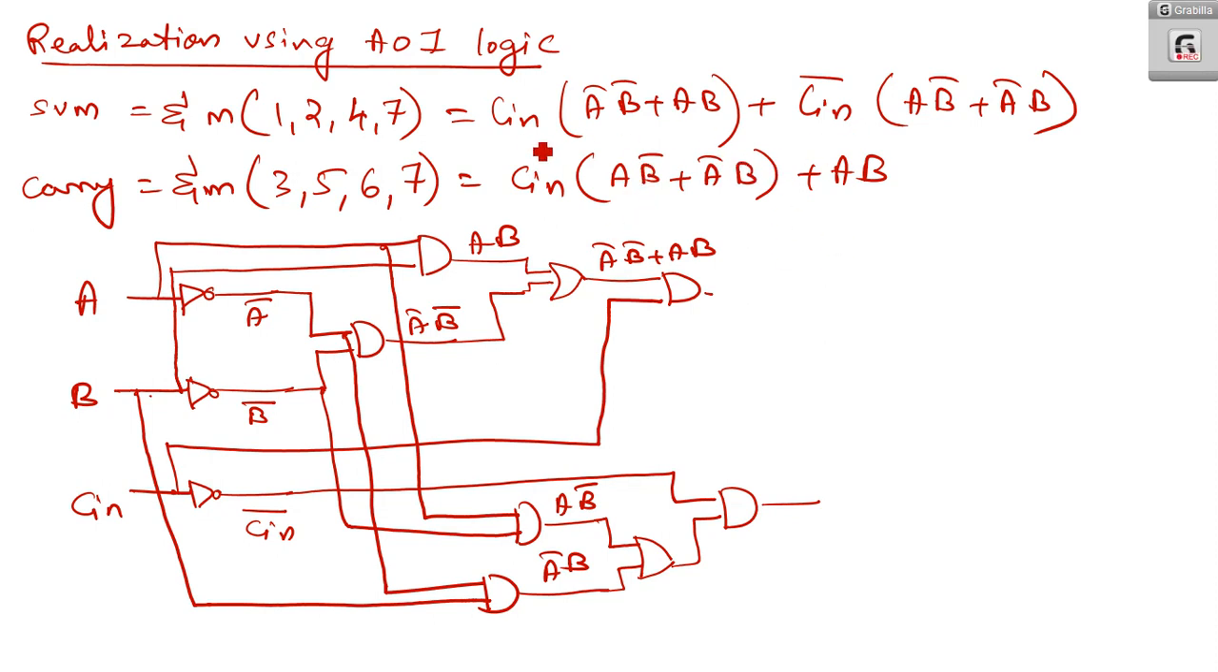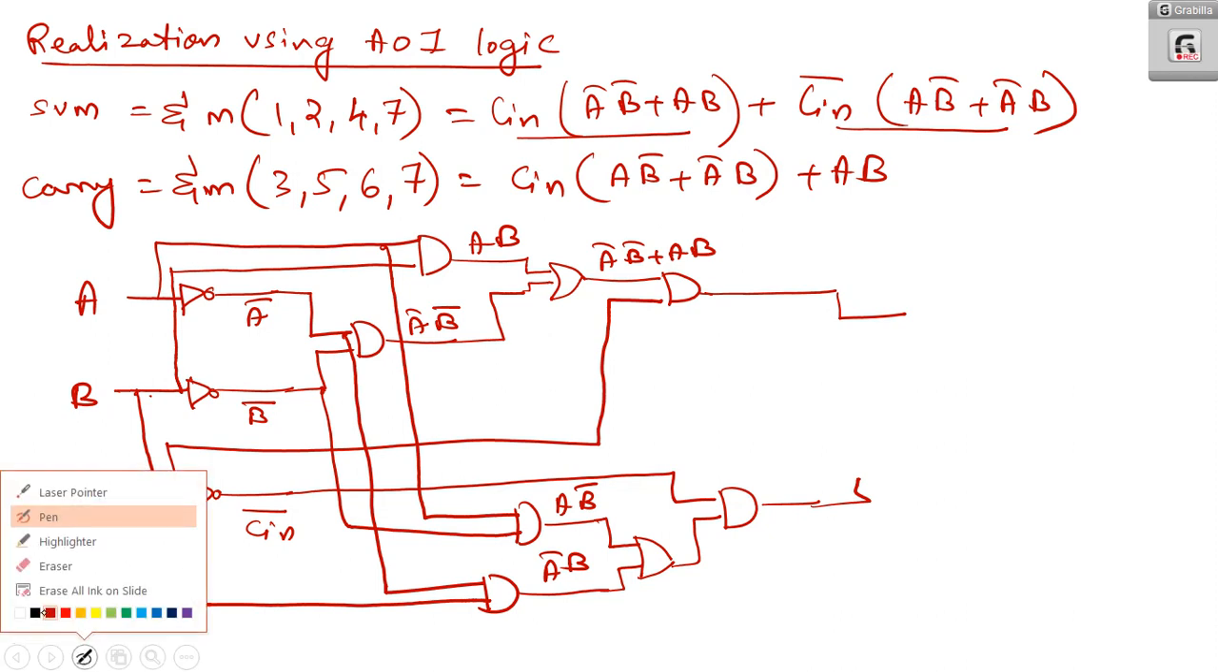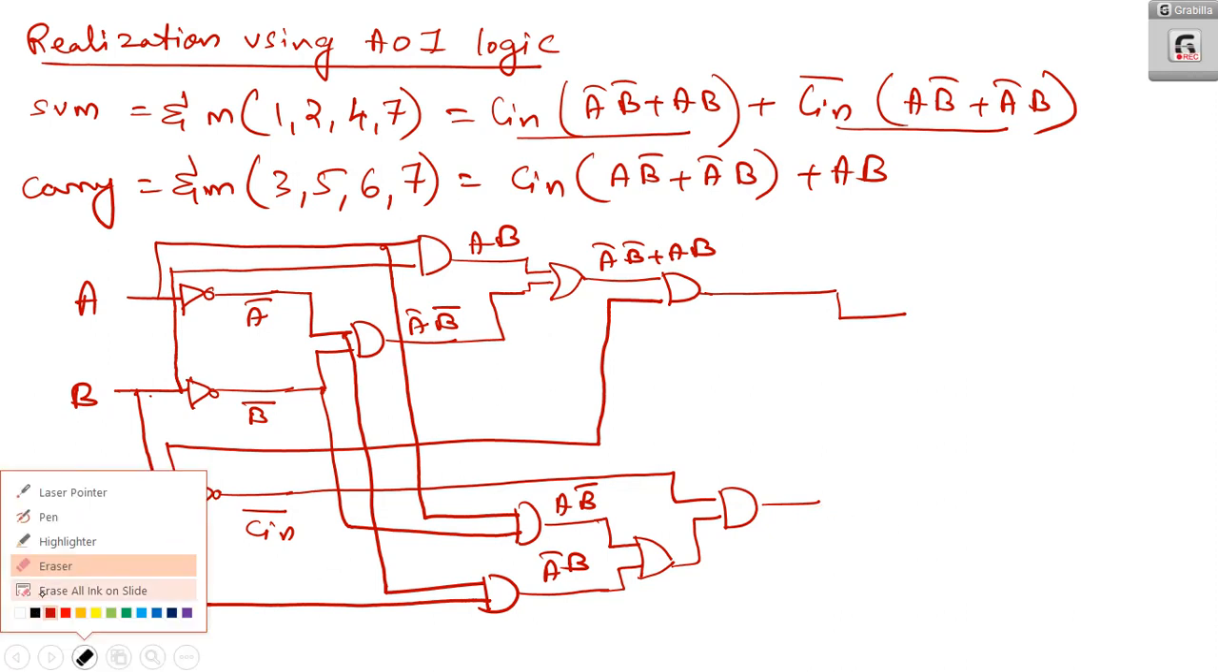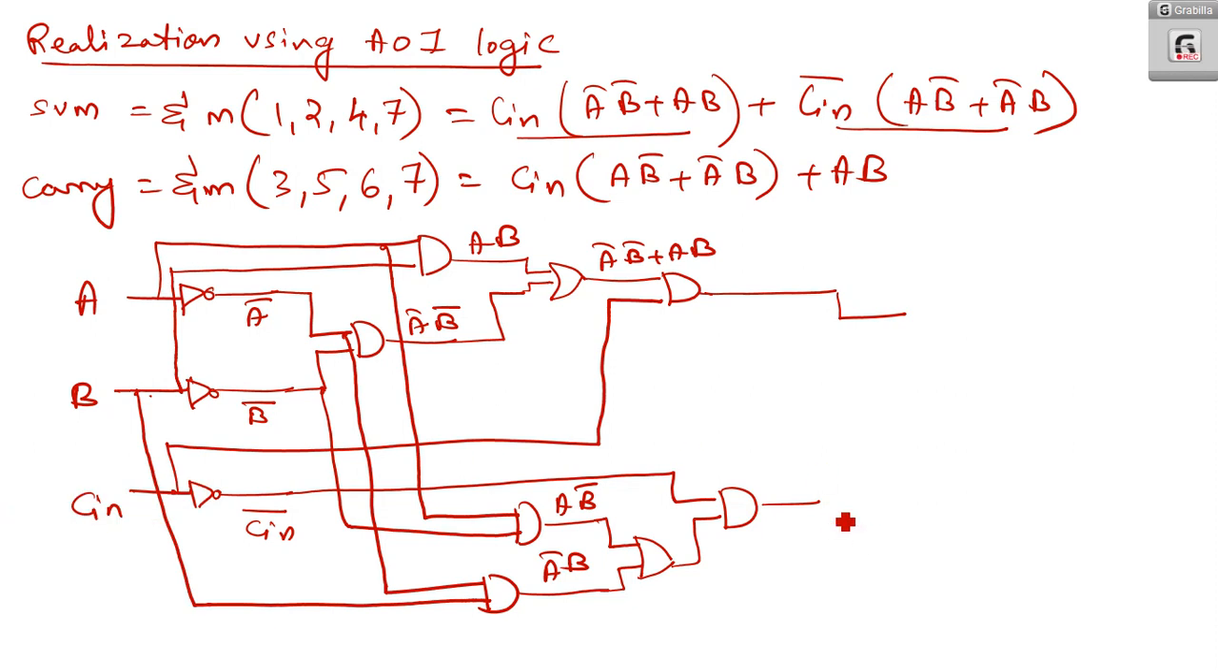So now you got these two terms. This term as well as this term. Now if you are making an OR of these two terms, so I am making an OR of these two terms. Here I will get the sum.